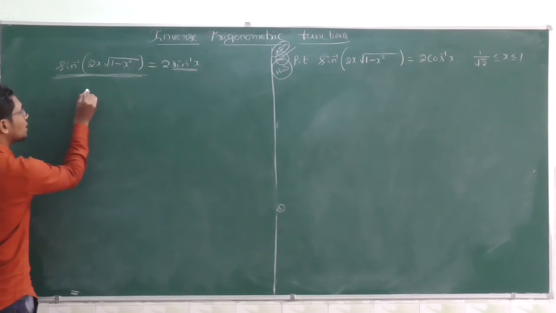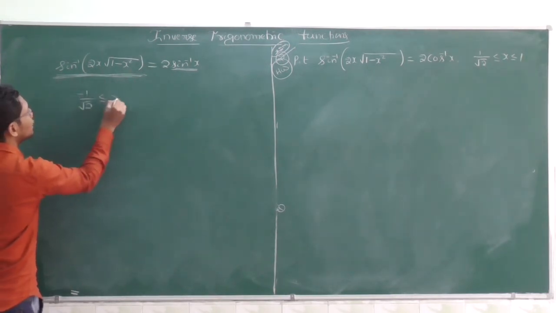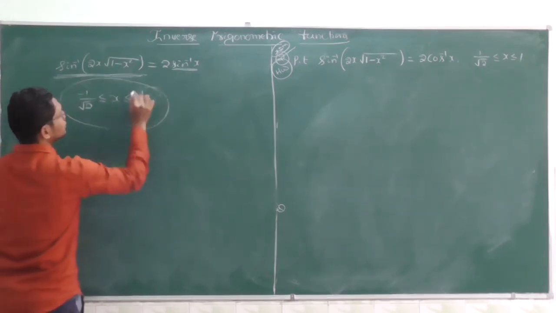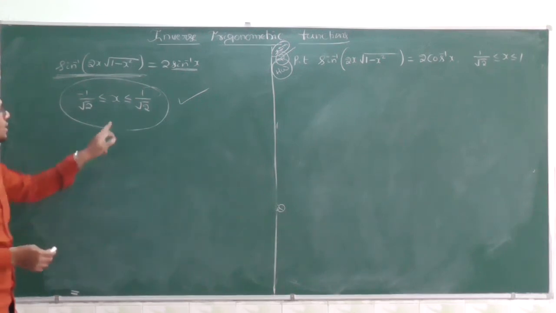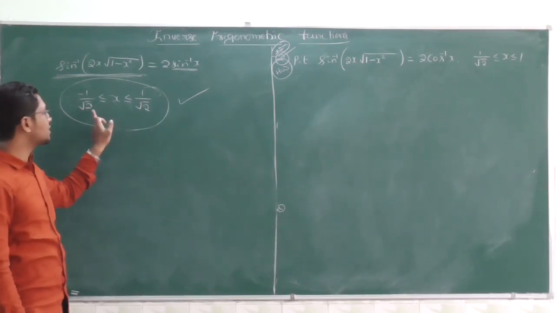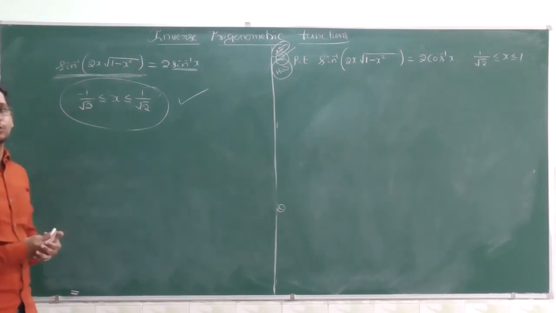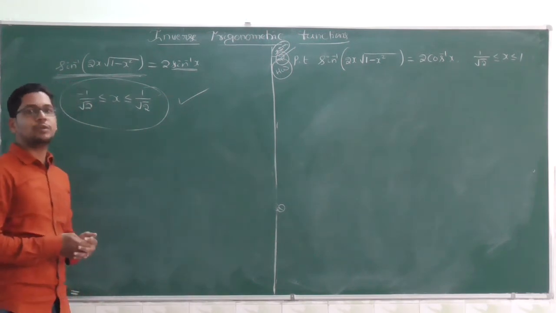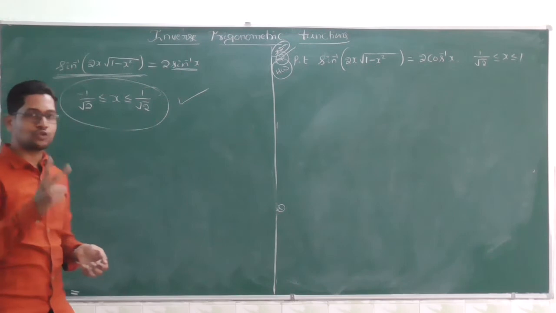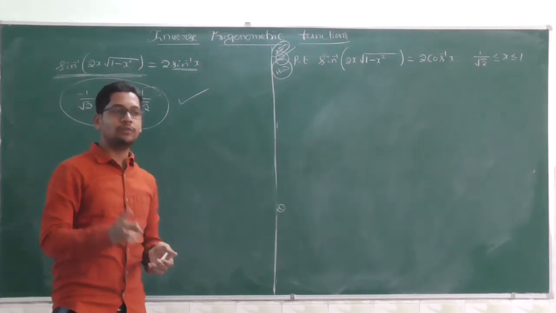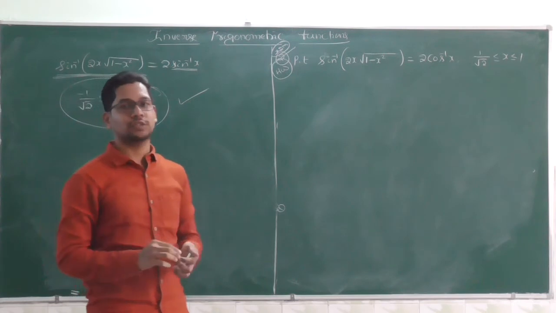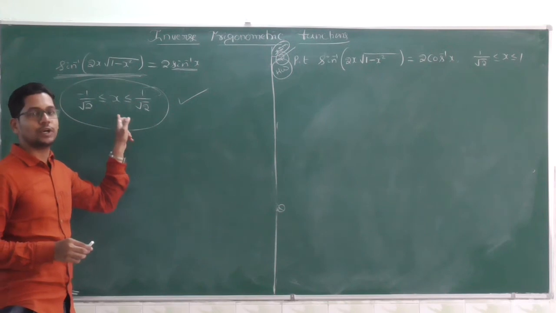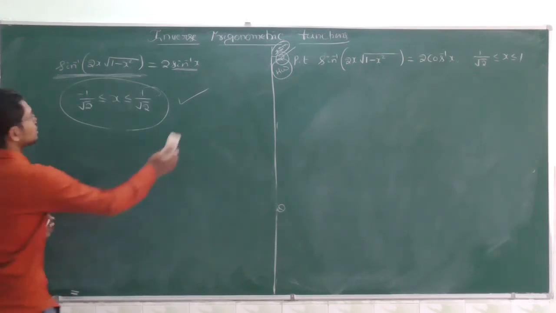For what values of x? Minus 1 by root 2 is less than or equal to x less than or equal to 1 by root 2. X must lie between minus 1 by root 2 and plus 1 by root 2. So it is a problem for 1 mark. It is important for 2 marks as well as 1 mark. If he asks for 2 marks, you have to prove it. If he asks for 1 mark, you have to write the condition.